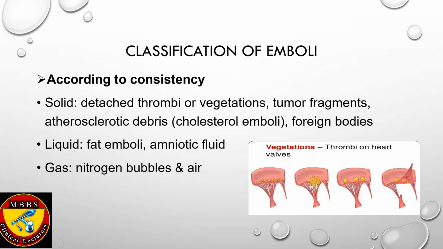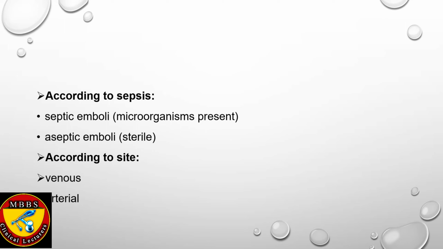Okay. Now we also classify these emboli on the presence of infection. If microorganisms are present, we term it as septic emboli. As I told you in your last slide, they can arise from the vegetations of the heart. So these vegetations infected by different organisms in bacterial endocarditis can be the septic emboli. If the microorganisms are absent, there is no infection, so they are termed as aseptic emboli.